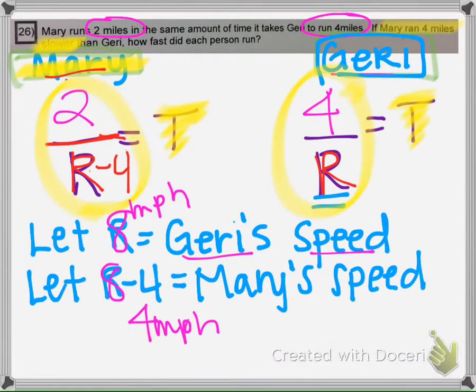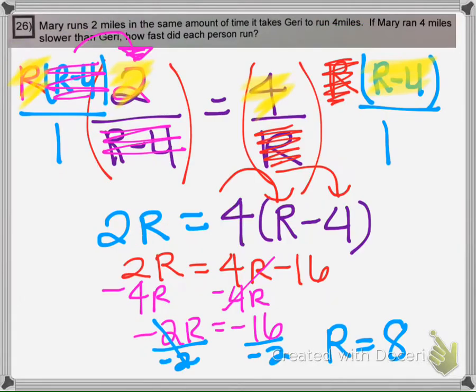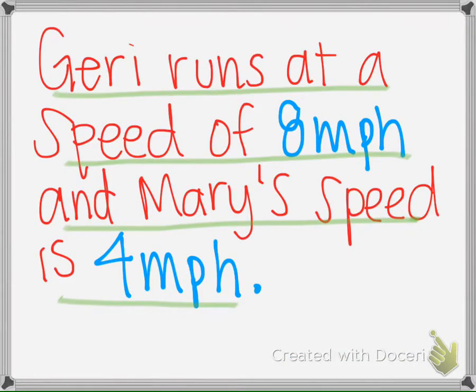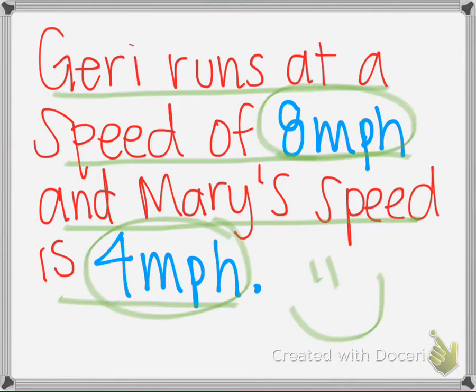So if we go back to our original statement, it says that Mary ran 4 miles slower, and the difference between 8 and 4 is 4. So this one goes 4 faster than this person. So it makes sense.